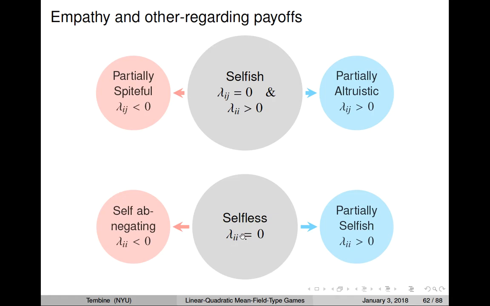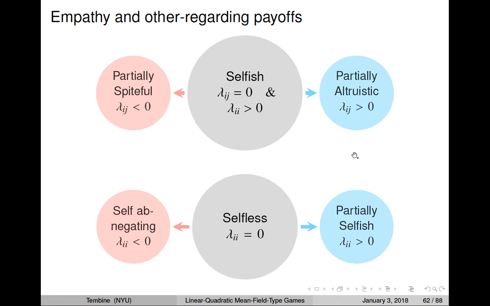If your lambda i is zero, then you don't care about yourself, so you are selfless. If lambda i is positive, you are partially selfish because you care about yourself a bit. If your coefficient is negative, then you are self-abnegating because you are trying to destroy yourself, at least partially.